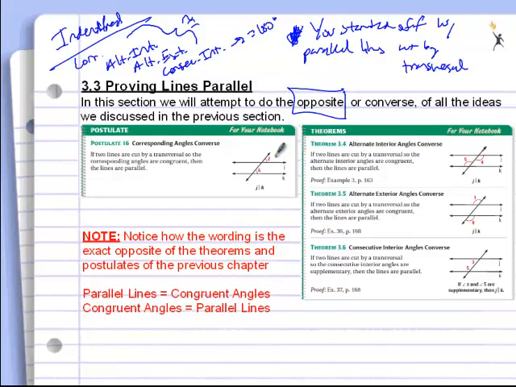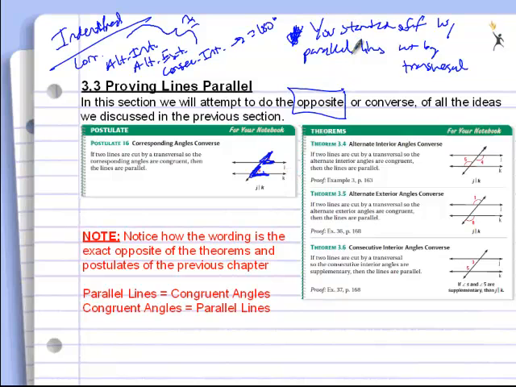I want you to look at these 4 new ideas. I know that they're really small, but we'll be all right. Postulate 16 is the corresponding angle converse, meaning it is the opposite statement. If 2 lines are cut by a transversal, and the corresponding angles are congruent, then the lines are parallel. What that means is if you have 2 lines cut by a transversal, we don't know that they're parallel, but we do know that the 2 angles are congruent. If corresponding angles are congruent, then the lines are parallel.